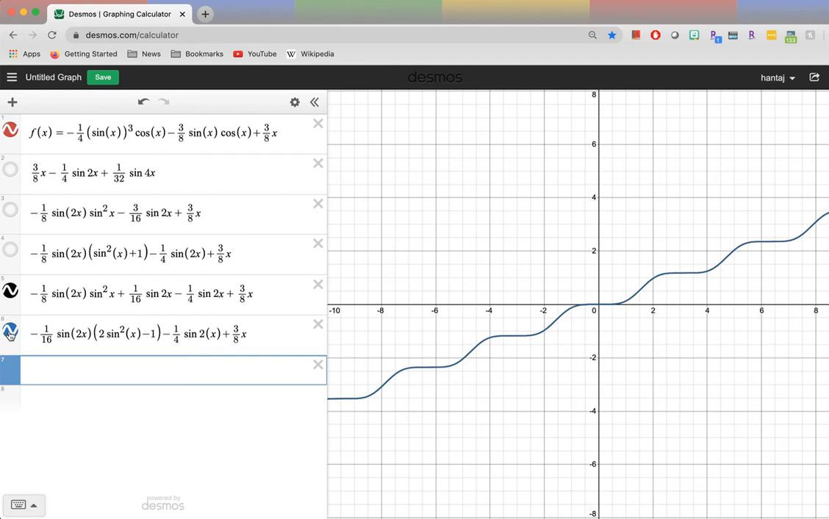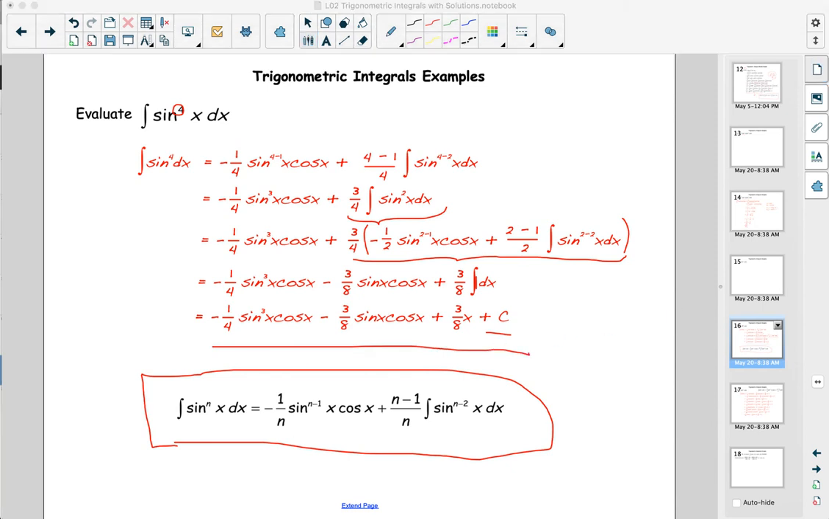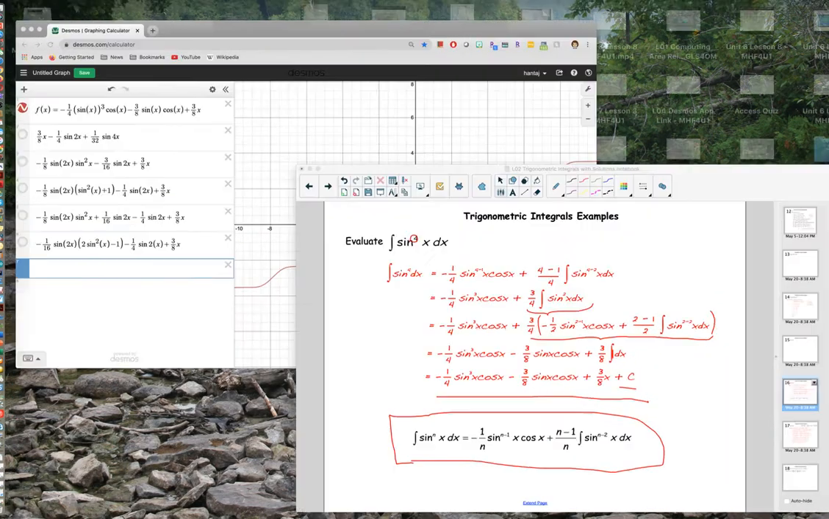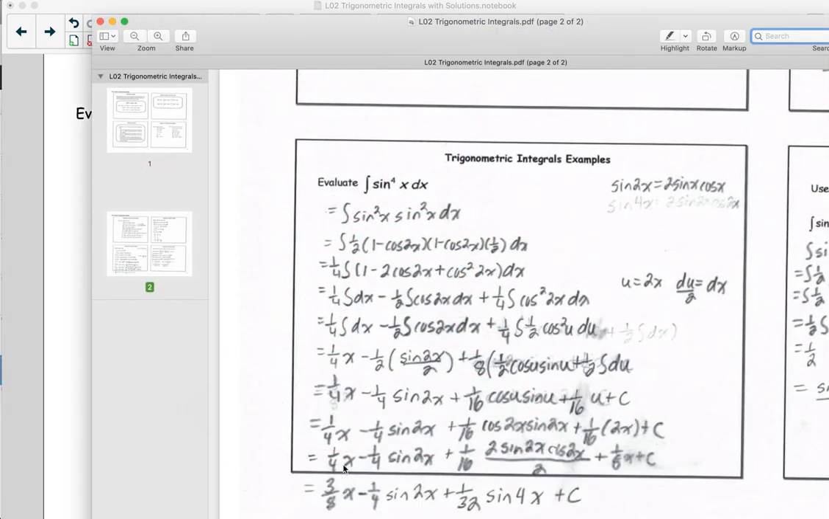Let me turn these ones off. And that one as well. Whoops. So you can use Desmos as a check to make sure you are correct. So using the reduction formulas, let's just take a look. When I use the reduction formulas, I got this one. When I used the other technique, let's see if I can find that one. There. When I used the other technique, I got this formula right here.